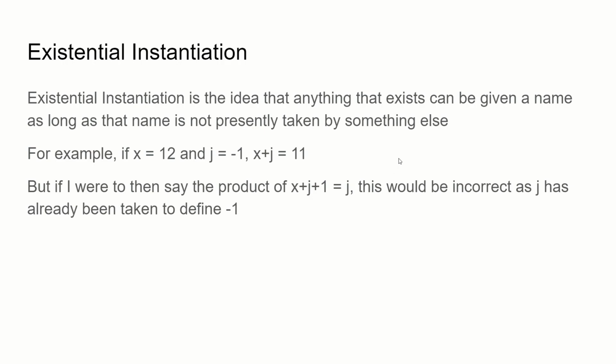But it would be invalid to have j equal to -1 and j equal to 11. Try writing a program and pulling that off.